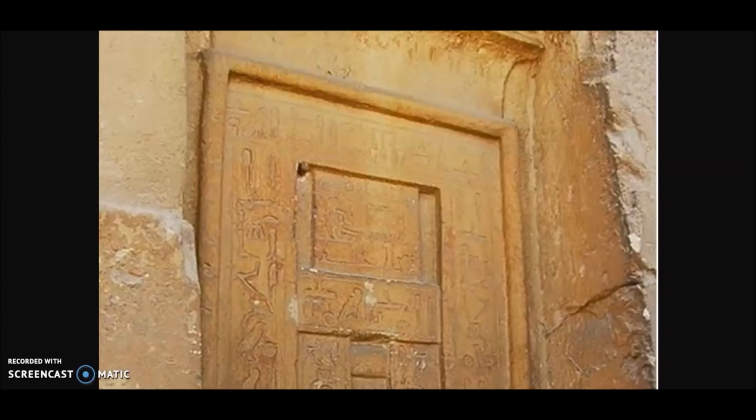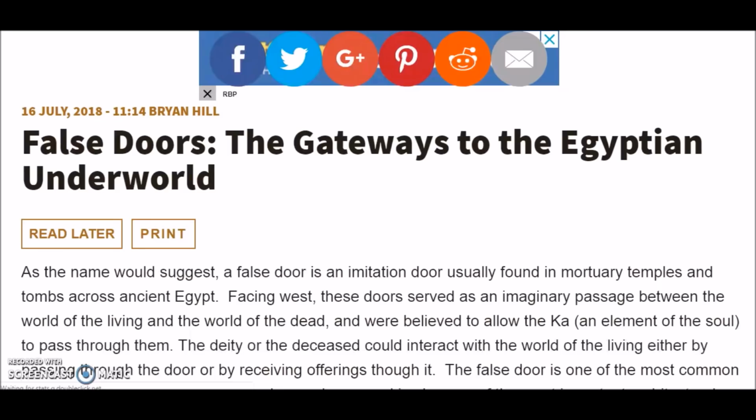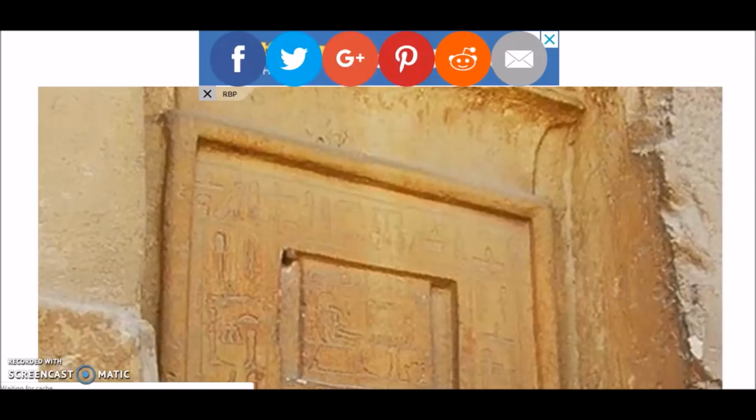These false doors are common. They go back all the way to the Old Kingdom and really the earliest parts of the history we call dynastic Egypt. As the name would suggest, a false door is an imitation door usually found in mortuary temples and tombs across ancient Egypt. Facing west, these doors served as an imaginary passage between the world of the living and the world of the dead, and were believed to allow the ka, an element of the soul, to pass through them. And here's that door I just showed.